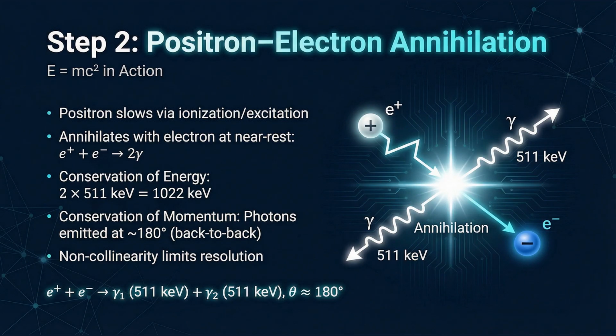Next, antimatter meets matter, annihilation, and conservation laws. After emission, the positron slows in tissue, mainly by ionization and excitation, pure electromagnetism. When it finally meets an electron, they annihilate. Conservation of energy and momentum means their rest mass energy becomes photons, 2 times 511 kiloelectron volts equals 1022 kiloelectron volts total, and most often that appears as 2 511 kiloelectron volt gamma rays emitted in nearly opposite directions.